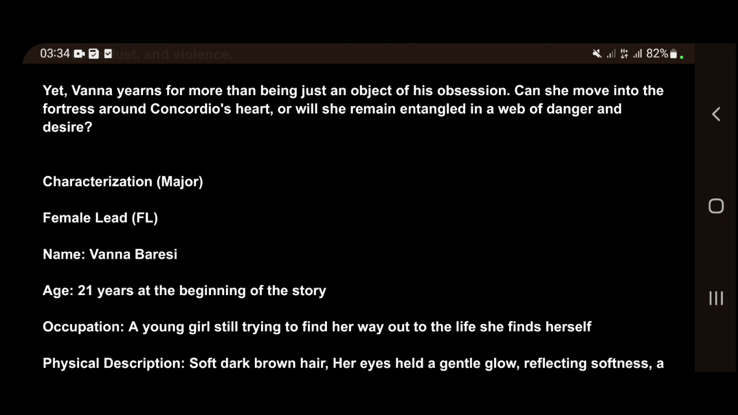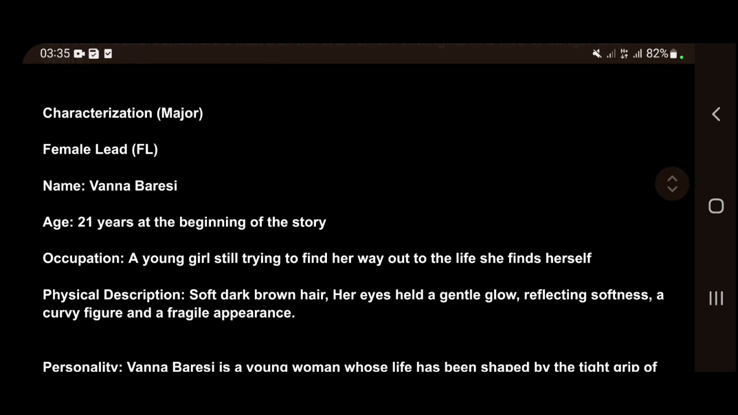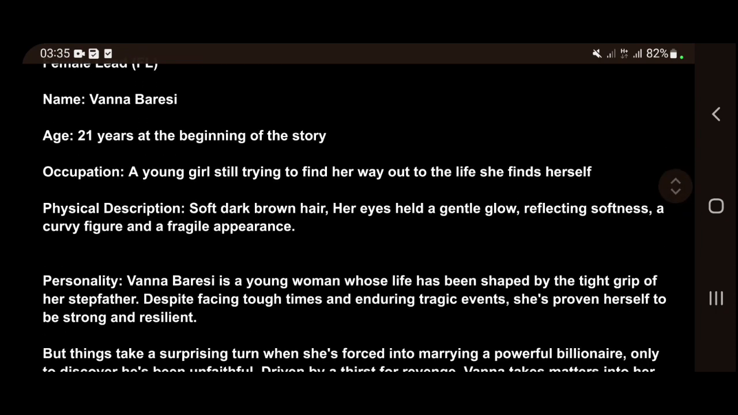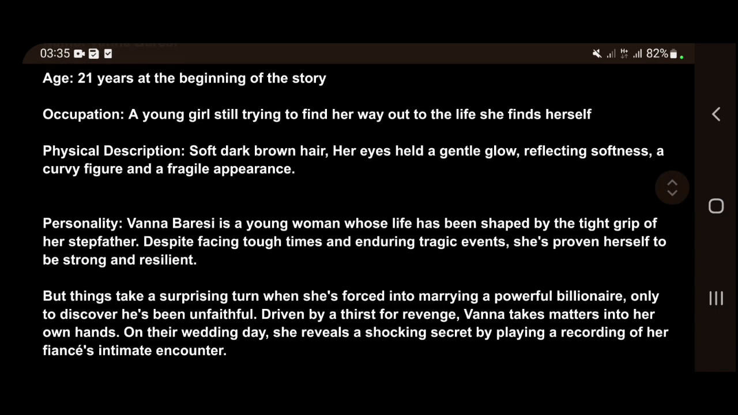Okay, so for the major characterization, we have the female lead, named Vanna Barisi, age 21 years at the beginning of the story. Occupation: a young girl still trying to find her way out of the life she finds herself in. Physical description: soft dark brown hair, her eyes held a gentle glow reflecting softness, a curvy figure and a fragile appearance.